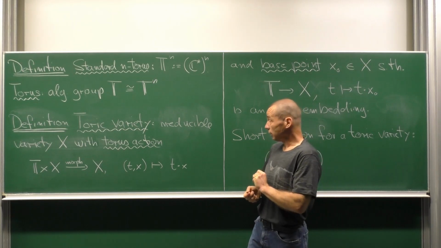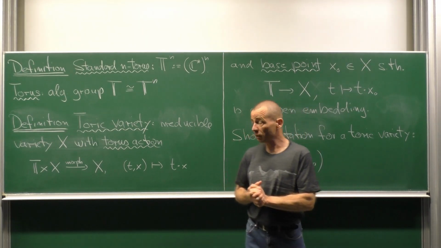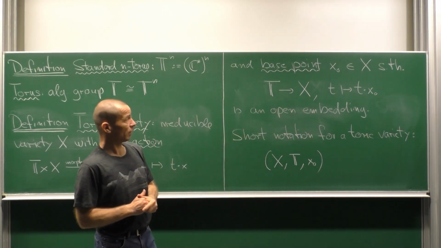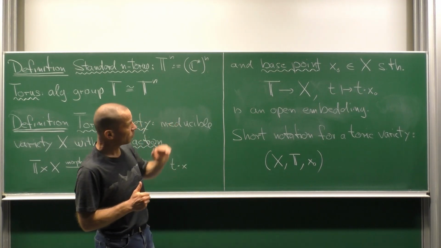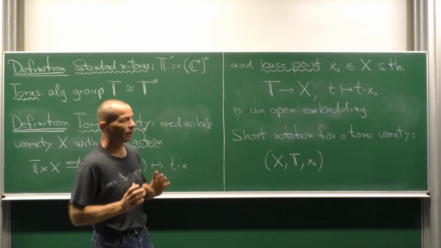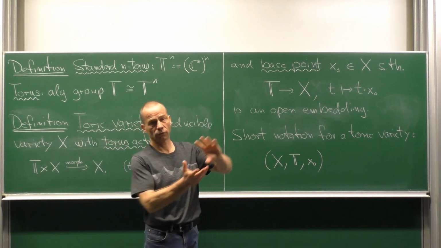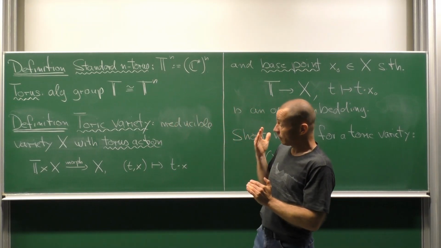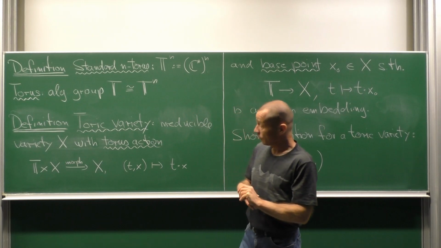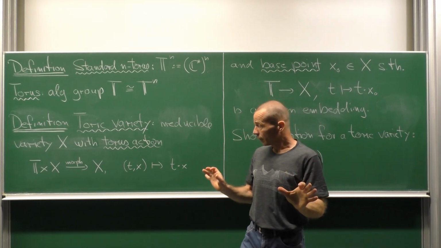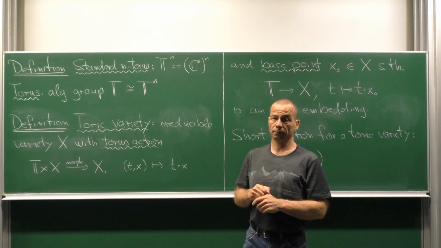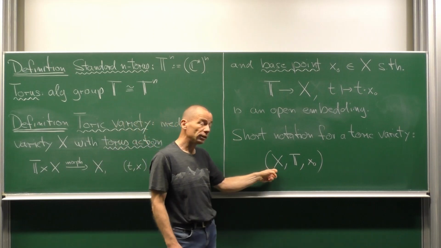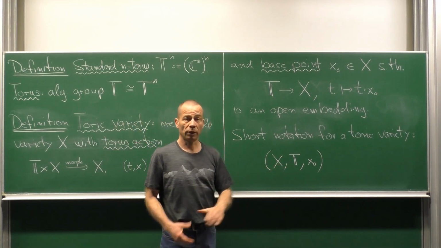A toric variety is an irreducible variety X with a torus action and a base point x0 such that the orbit map through this base point is an open embedding from the torus T into the variety X. Observe that in algebraic geometry we always require the action map to be a morphism of varieties. Our short notation for a toric variety is just the triple: the variety X, the torus T, and the base point x0.